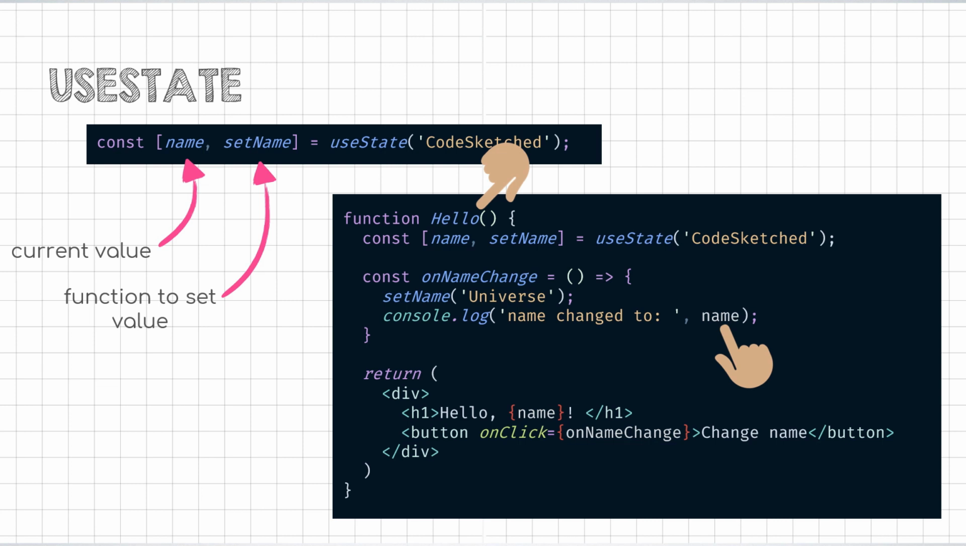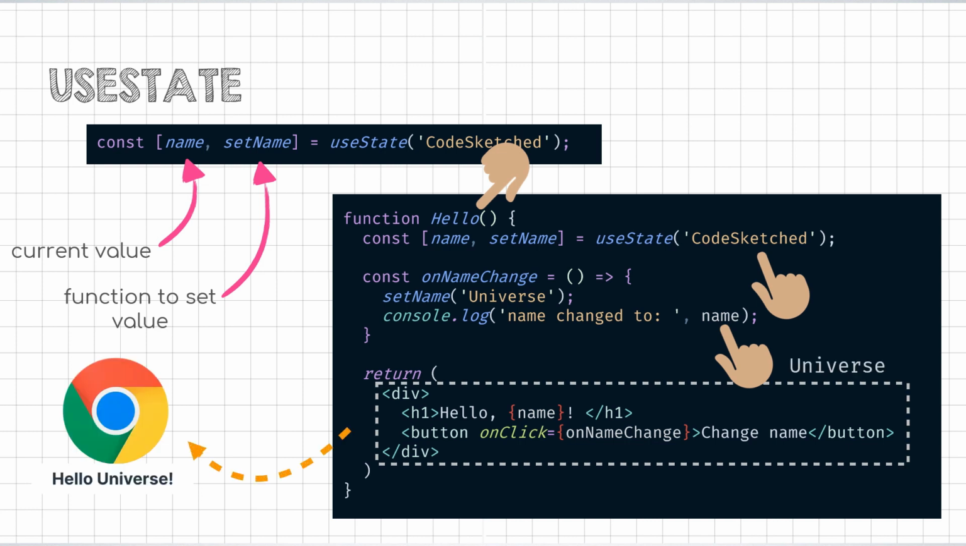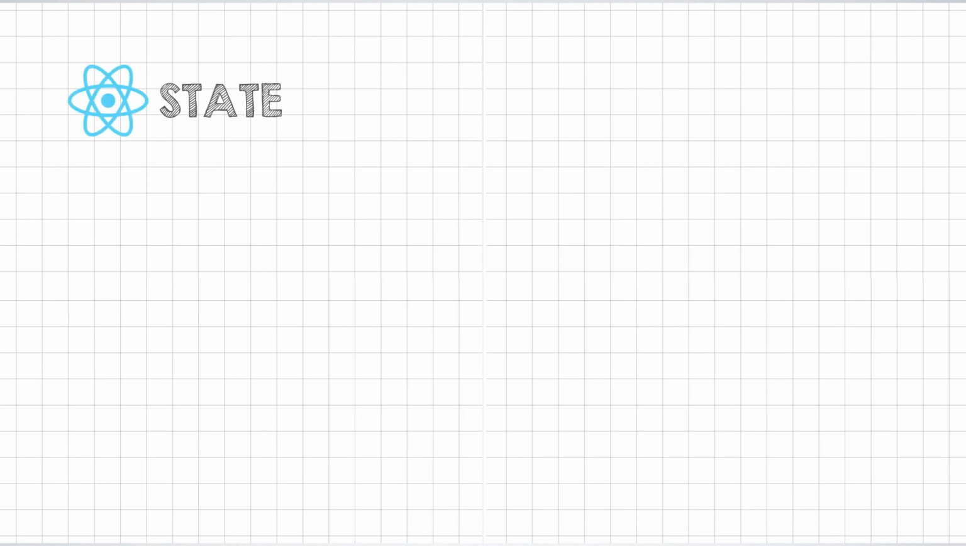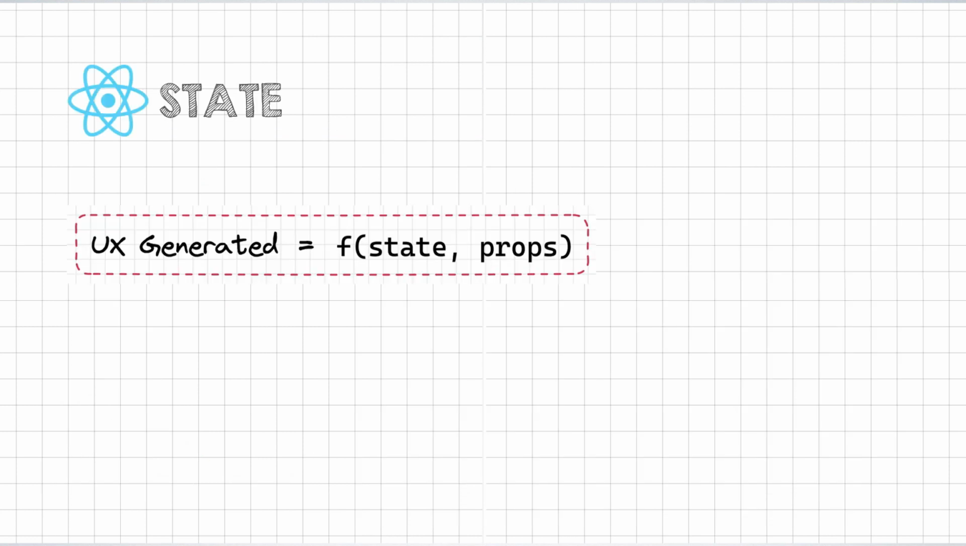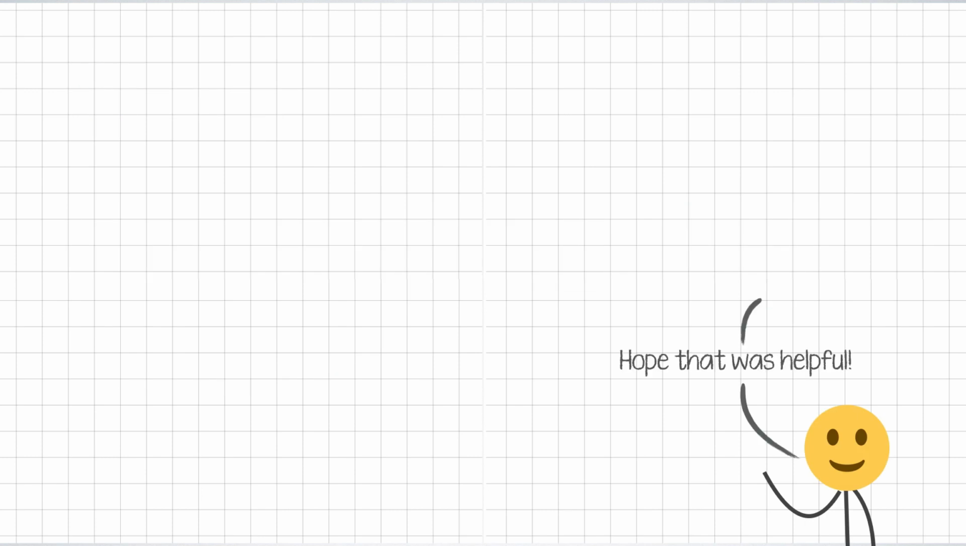As it is the second run, the name variable does not get reinitialized to CodeSketched, but this part gets regenerated with the new name, that is universe, and we see it on the browser. And that is the whole crux of React. The UX that gets generated is a function of the state and the props. And whenever any of those changes, the UI also needs to change to be in line with them. With the useState API, we are just communicating with React about the state, aka the critical parts of data on which the UX depends. Hope you now have a clear idea about what state actually means in React.